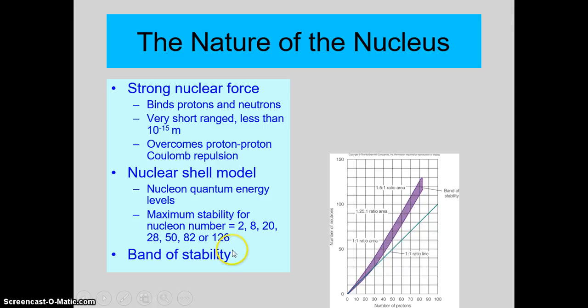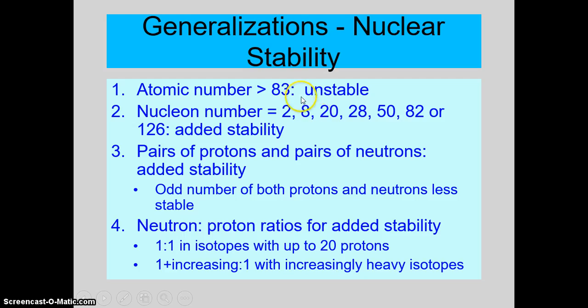So the band, you're actually seeing the band here. That's this region in purple. And basically what that is, is the region between the neutron to proton ratio of 1.5 to 1 and 1.25 to 1. So this region right here is where we find atoms that are stable. And that's only true, so I guess I should go into the whole thing.